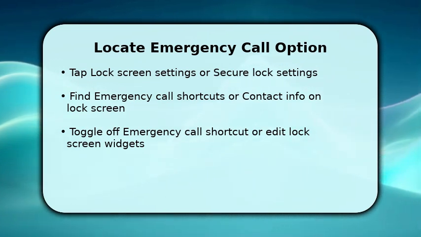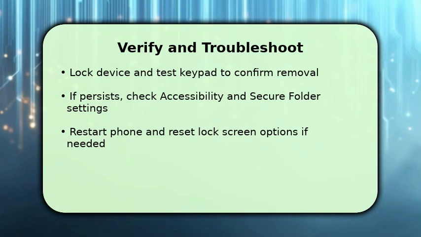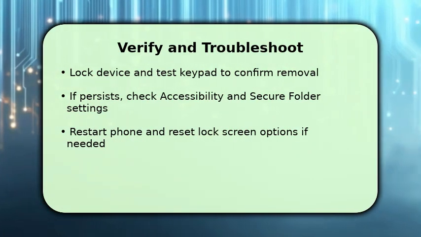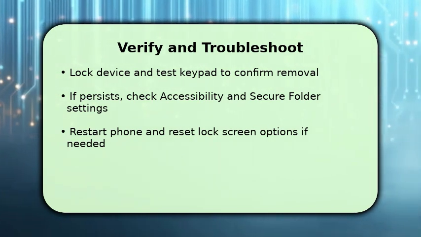Finally, verify the change. Lock the device and wake the keypad to ensure the emergency call button is gone. If it still appears, check accessibility settings and secure folder. Both can re-enable emergency access or override lock screen widgets.